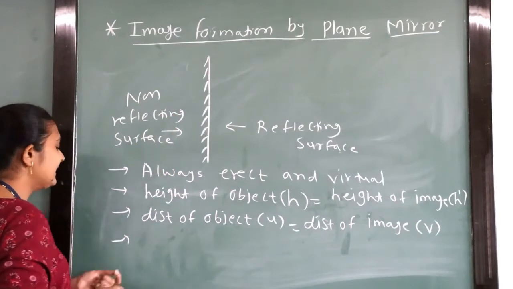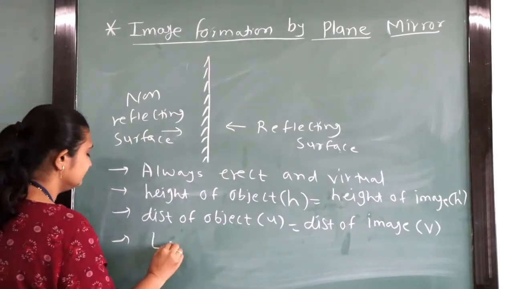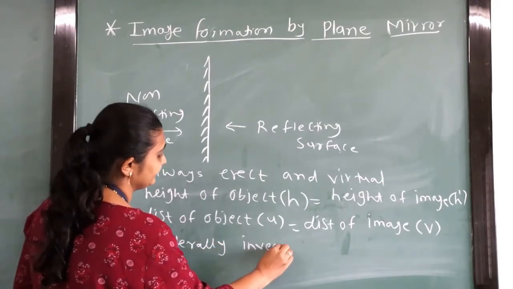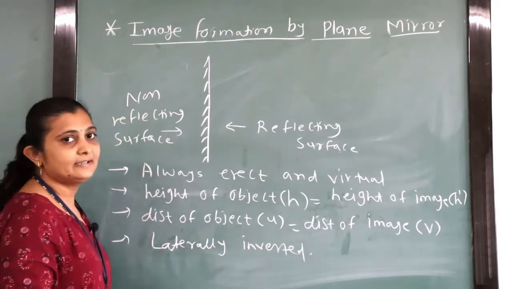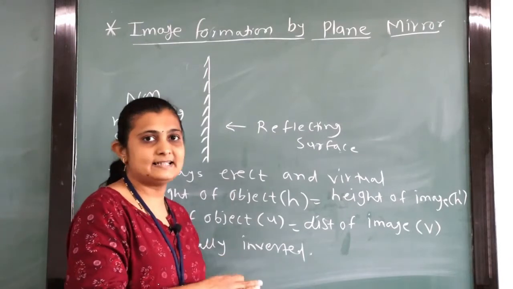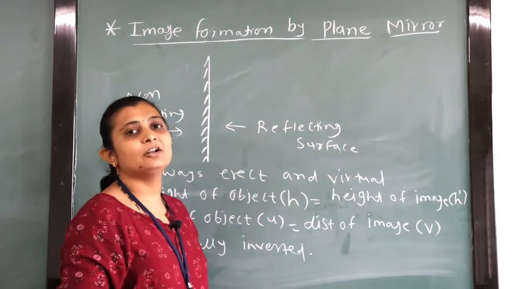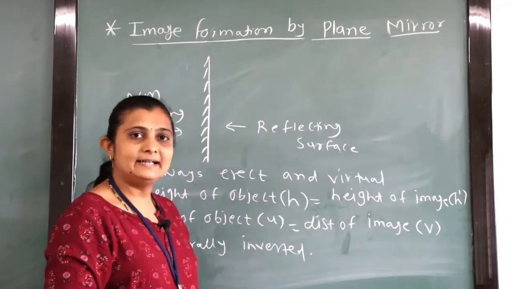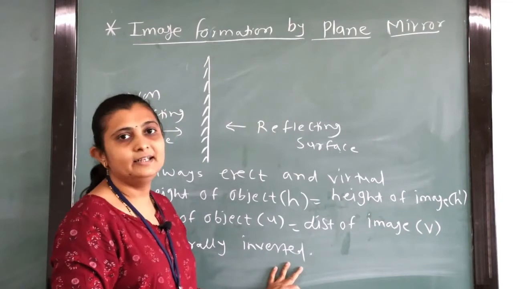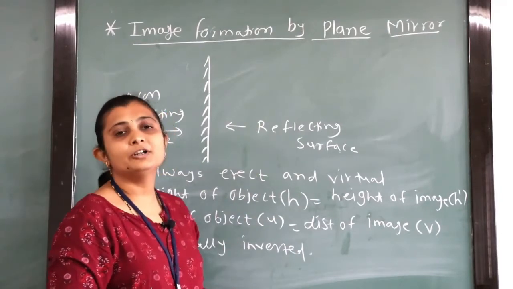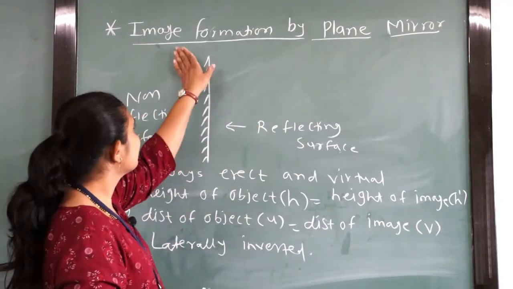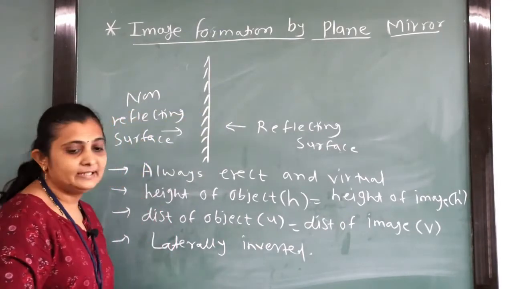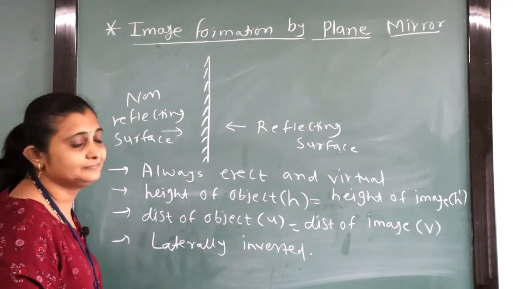And the last point is laterally inverted. Now what is laterally inverted? If it is your left hand side, that becomes the right hand side of the image. The object's left hand side becomes the image's right hand side, that is called laterally inverted. These are the 4 important points when we discuss the image formation by plane mirror. Now the next topic is spherical mirror.